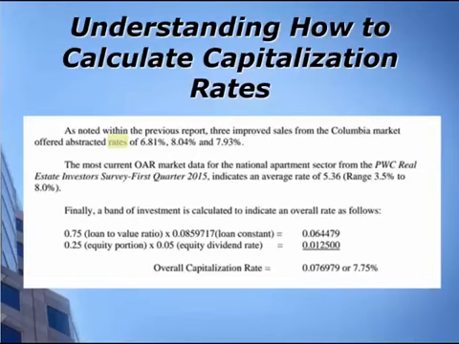Finally, a band of investment, the capital stack, is calculated to indicate an overall rate as follows. On a 75 loan to value, the mortgage constant comes up with this number, and a 25% equity portion at 5%. Now, where did that 5% come from? Where did that 5% come from?